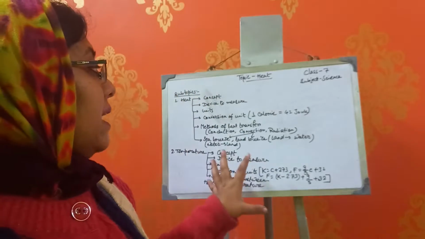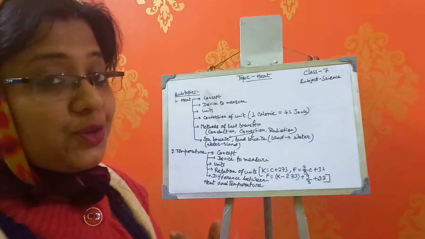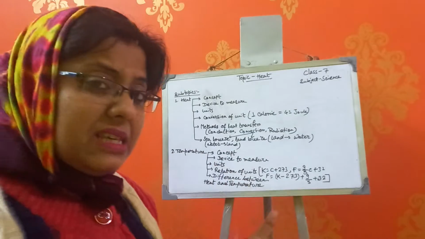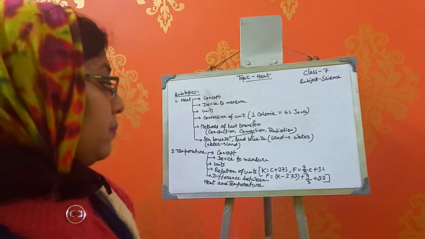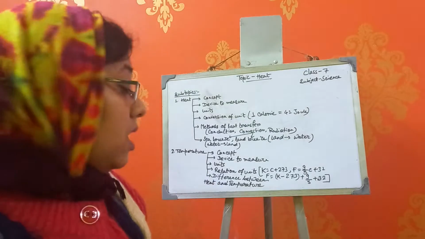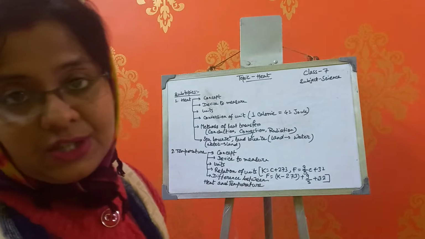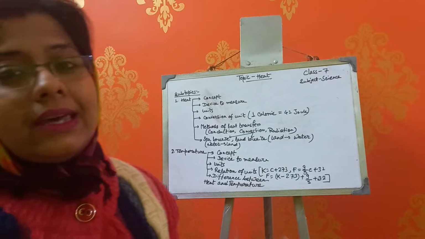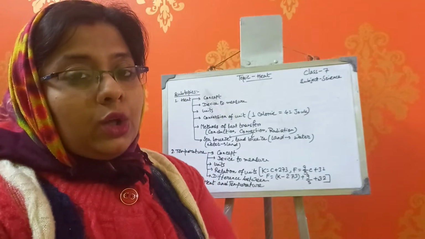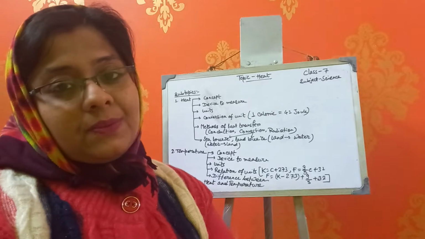So here: concept, device to measure, then unit, conversion of unit, then method of heat transfer, land breeze, sea breeze, then concept of temperature, device to measure the temperature, then unit, then relation of unit, difference between heat and temperature. So these all are important facts that today we will learn. So let's start. The first is concept.